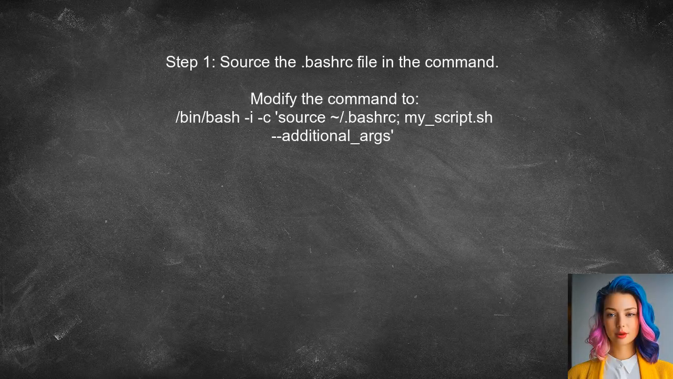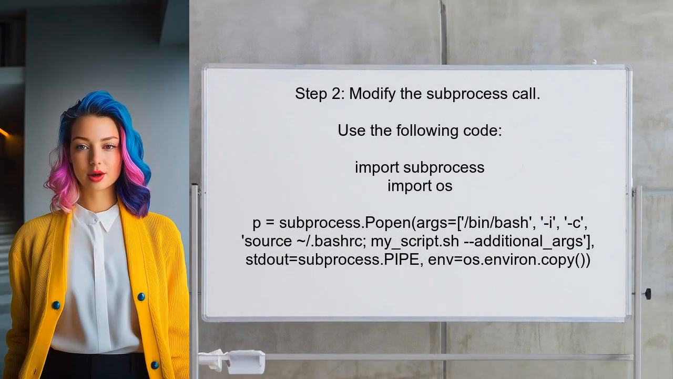To replicate the shell environment in Python, the user should first ensure that they are loading the environment variables from the bashrc file. This can be done by sourcing the .bashrc file in the command that runs the script. Next, the user should modify the subprocess call to include the necessary shell options. This will help in executing the script in an interactive shell, which is crucial for loading the environment variables correctly.